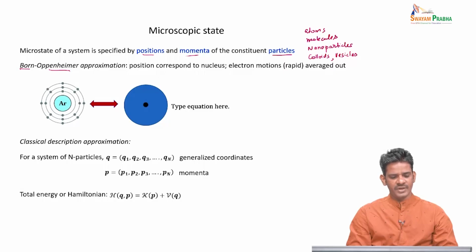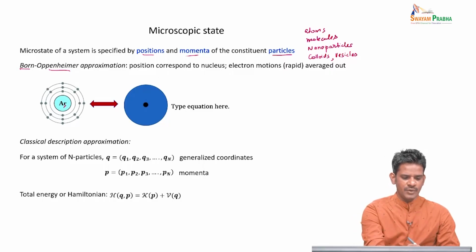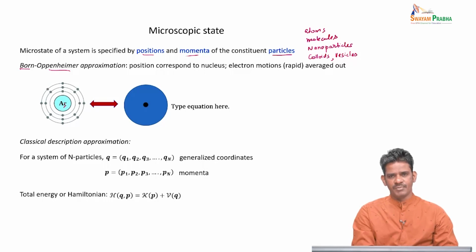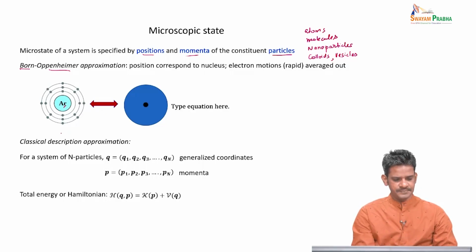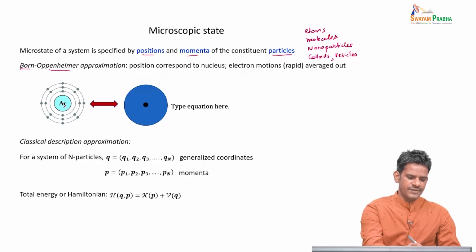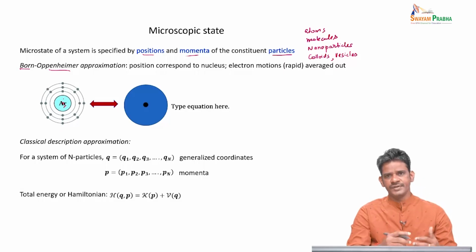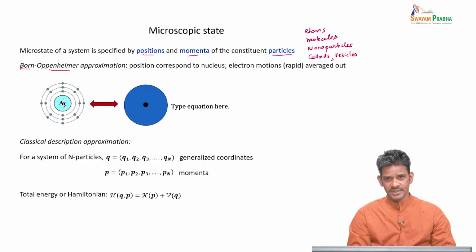For example, if you consider this argon atom, the argon has a nucleus. It has about 18 protons and neutrons in the nucleus, and then 18 electrons in the shells. What is shown here is the Bohr model of the argon atom. When you say specifying the position of one argon atom, what do we mean by that? Does it mean specifying the nuclear position, or specifying all the 18 electron positions as well?